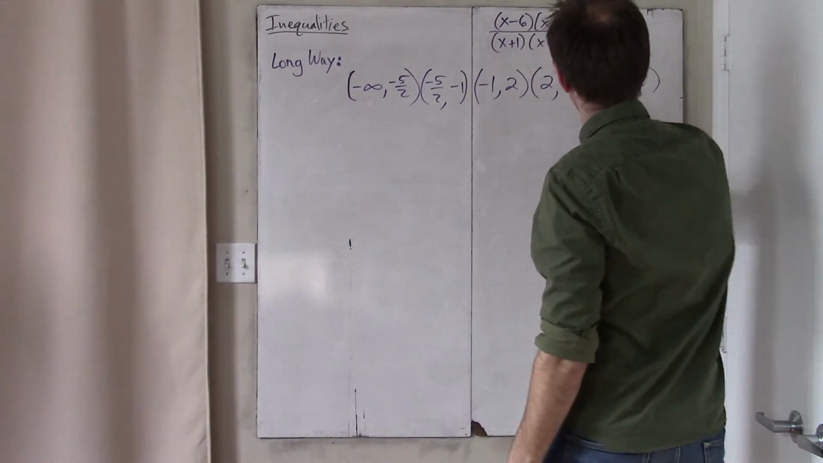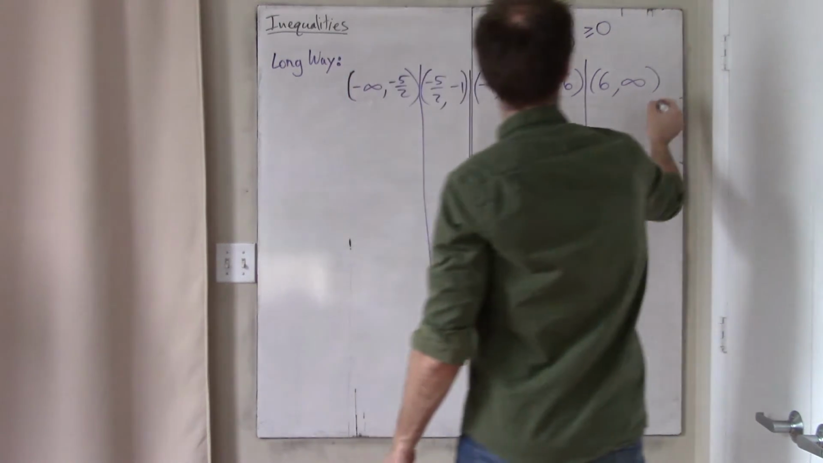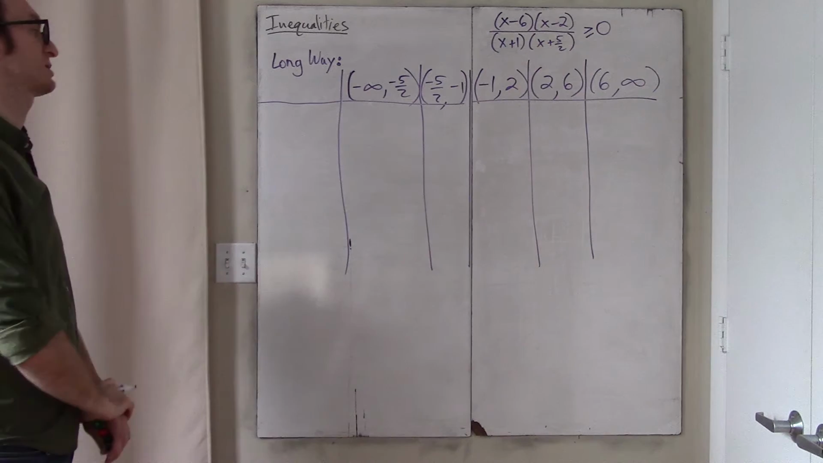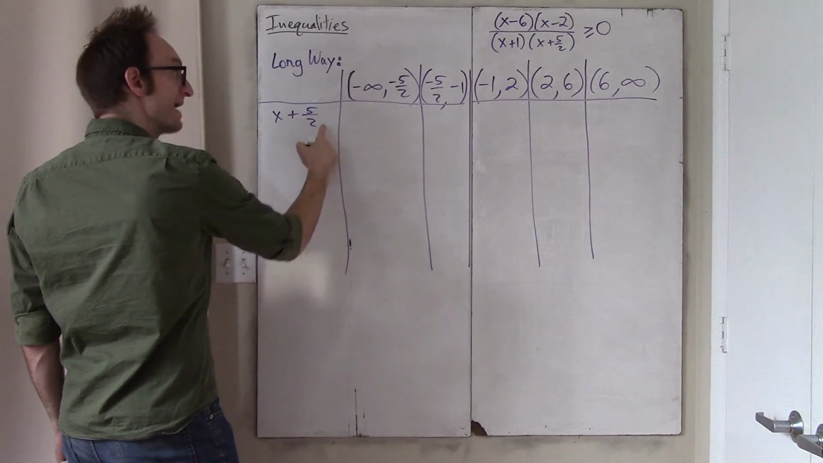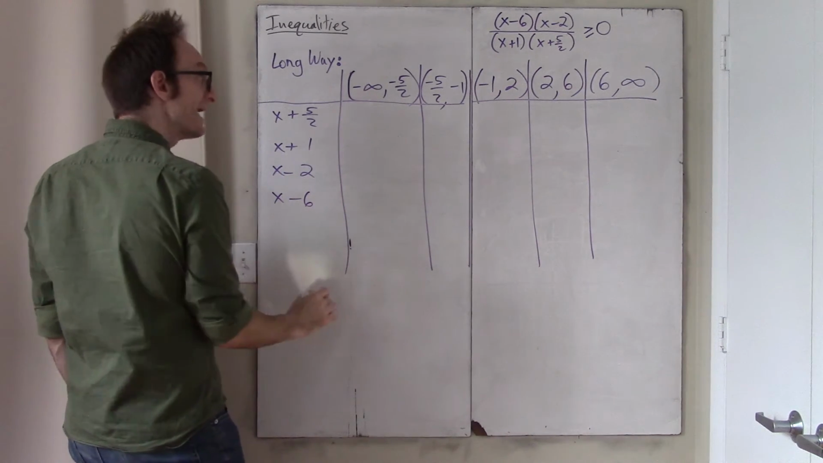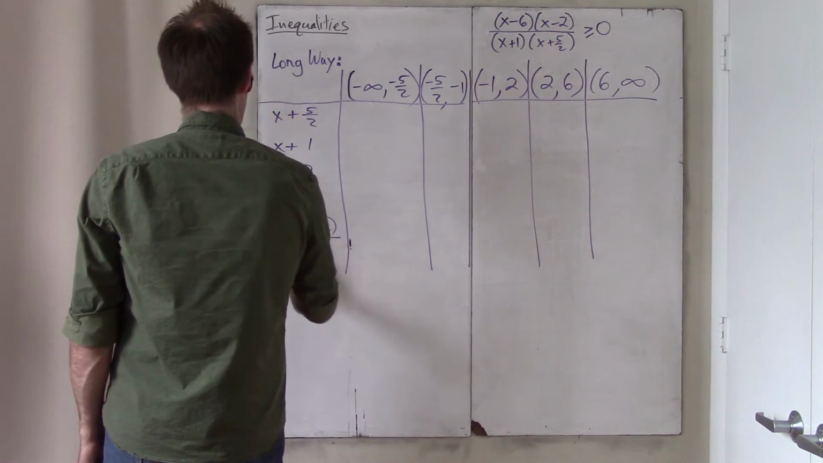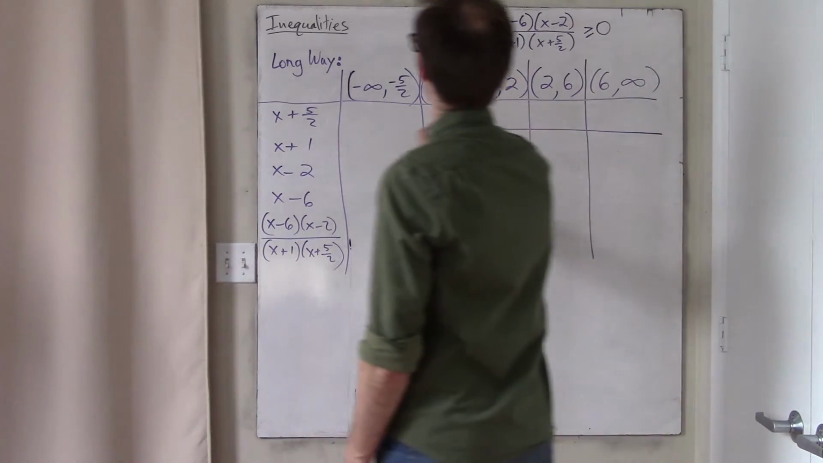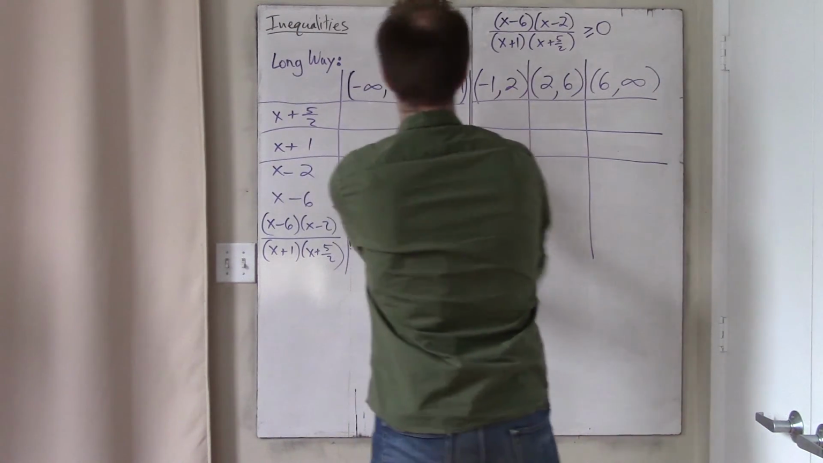And what I'm about to do is make a gigantic, annoying chart. And I said we're never going to do this again. So, promise. But the chart is actually great. What the chart is going to do is look at each of these factors, x plus 5/2, x plus 1, x minus 2, and x minus 6, and then the entire expression, (x minus 6)(x minus 2) over (x plus 1)(x plus 5/2). And we're going to analyze the sign of each of these expressions for each of the numbers on these intervals.